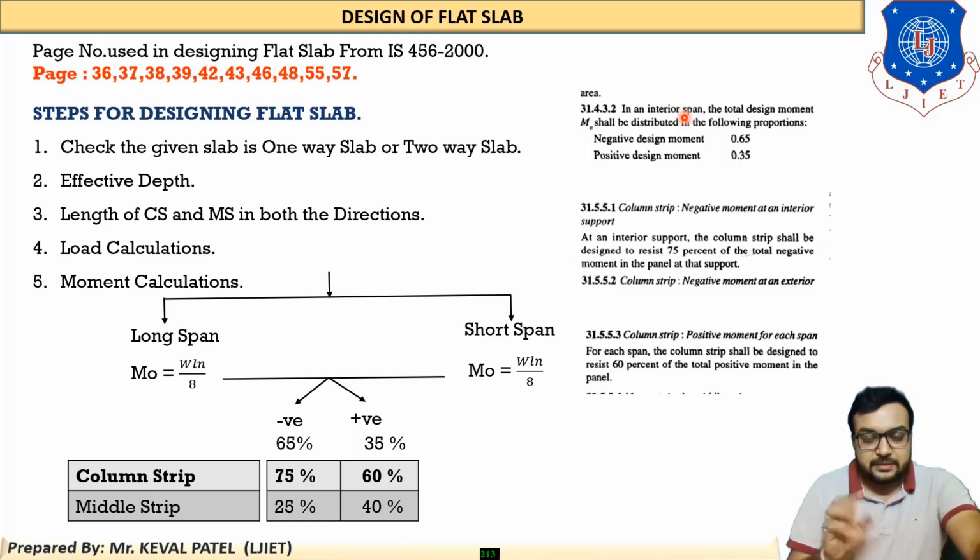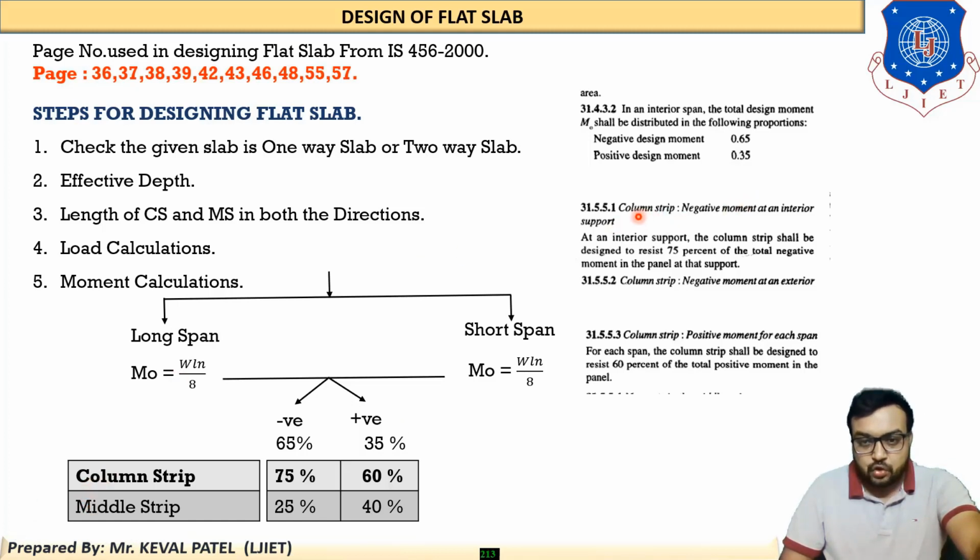Interior panel means the slab is between all the rooms or all the slabs. So whenever it is an interior span, the total design moment, you can see that negative design moment is 0.65, means 65 percentage. So this is our negative moment and our positive moment is 35 percentage. So this is clear. Next one is column strip and middle strip.